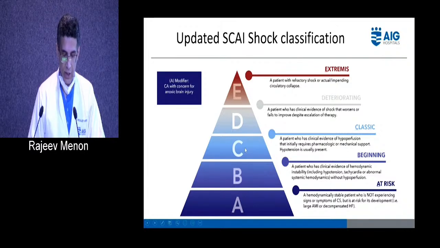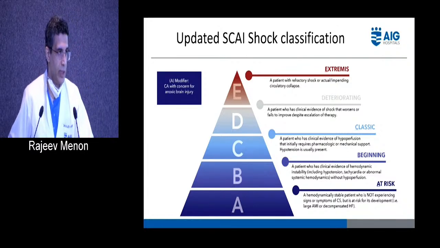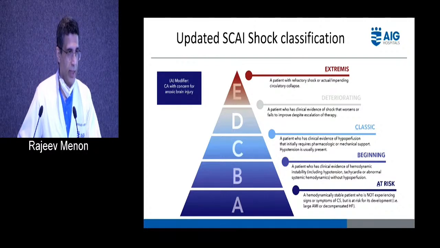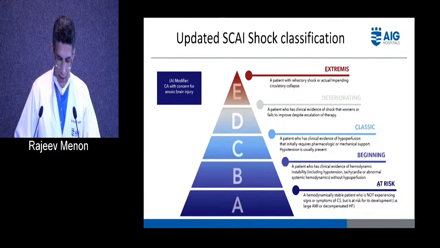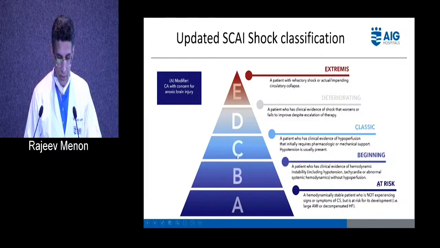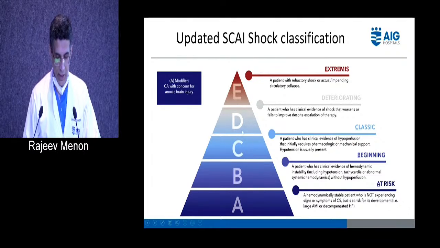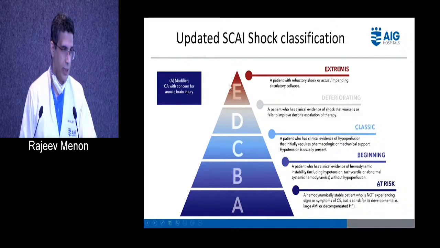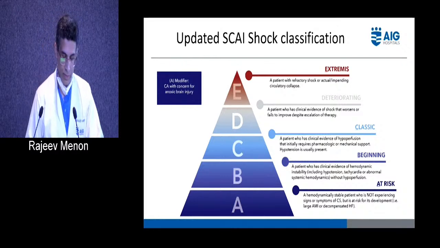C is the classical shock, where hypotension is associated with hypoperfusion. So once there is hypoperfusion, the indirect indicators of hypoperfusion are the increase in the lactate. So if you have hypotension with the increase in lactate, this is a classic shock. You start treating either by inotropes or by putting a mechanical circulatory device. And in spite of starting those medications, if it's not improving, then it's a deteriorating shock. So it goes into stage D, and E is almost impending arrest, where in spite of multiple inotropes and multiple circulatory devices, the patient is not improving.